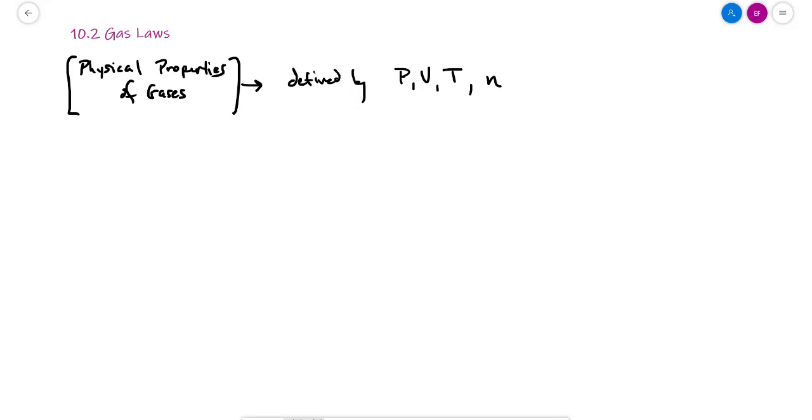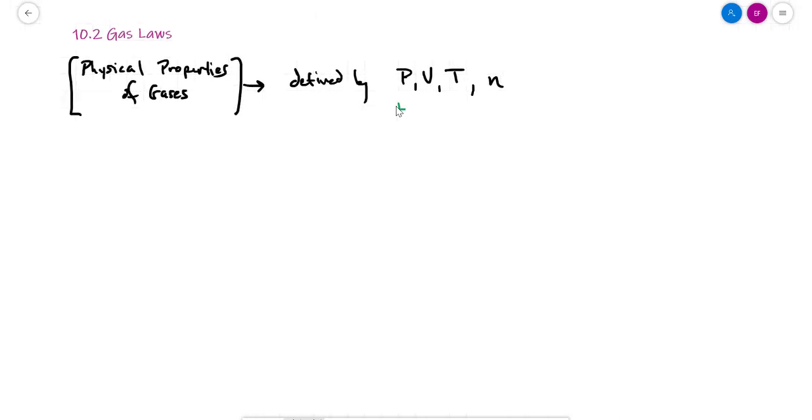So as I mentioned in the first video in chapter 10, gases are interesting because they have these interesting physical properties, and those properties are really defined by these key variables: pressure, volume, temperature, and n, being the amount or the quantity or moles of a particular gas. The quantitative and qualitative relationship between these variables on the physical properties of the gas are related through these things called gas laws.